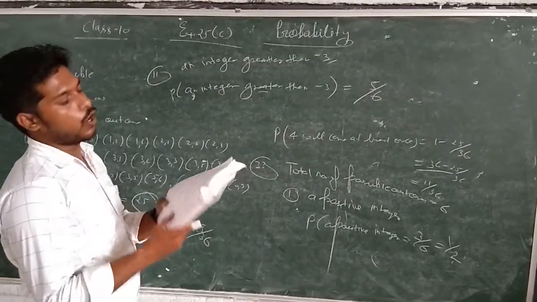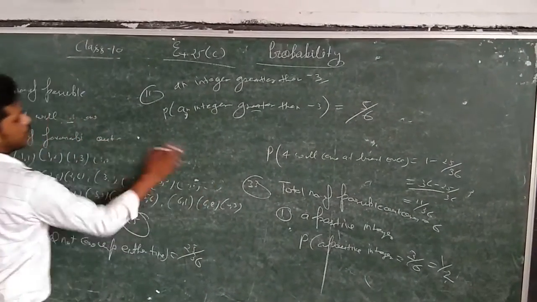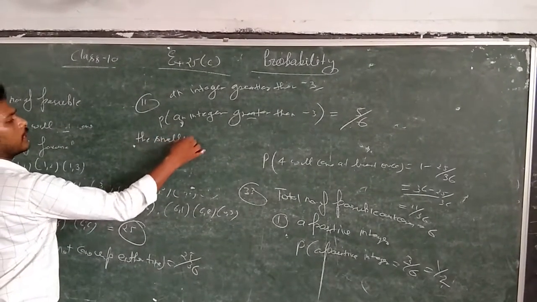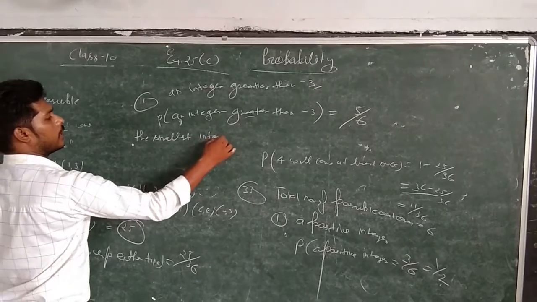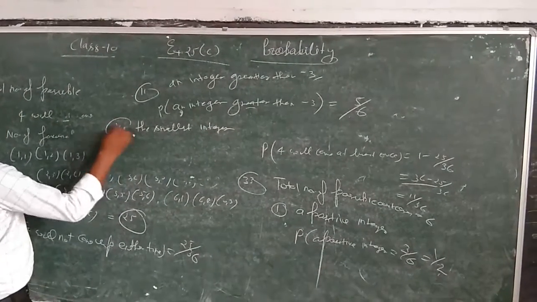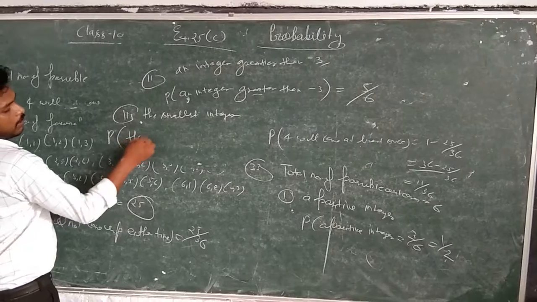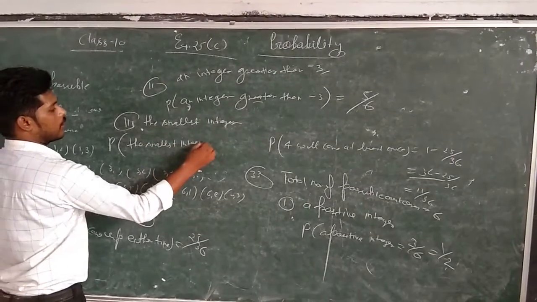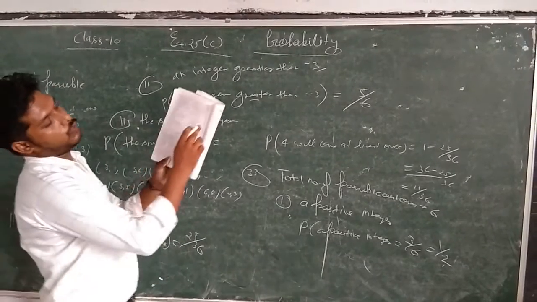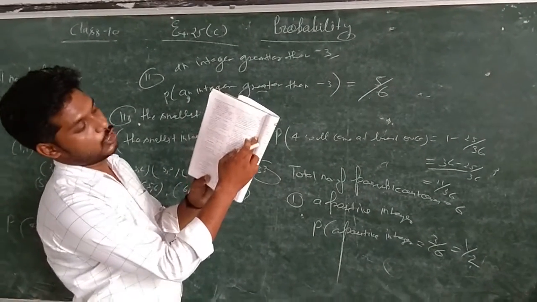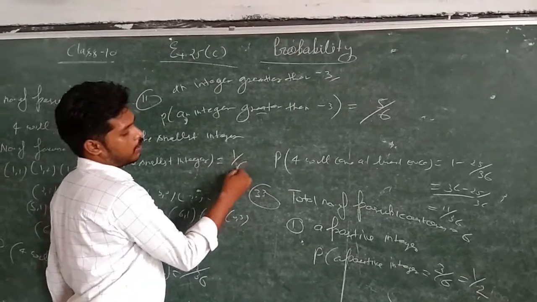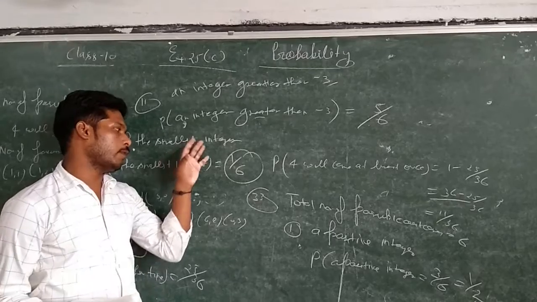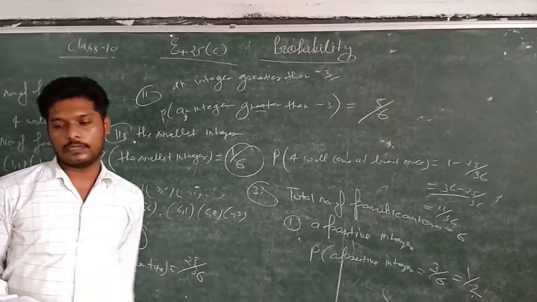And finally the smallest integer. If we talk about the smallest integer, P of the smallest integer is equal to, here you can see minus 3 is the smallest integer. It means 1 upon 6. Out of 6 numbers there is only one integer which is the smallest. The probability of the smallest integer is 1 upon 6.